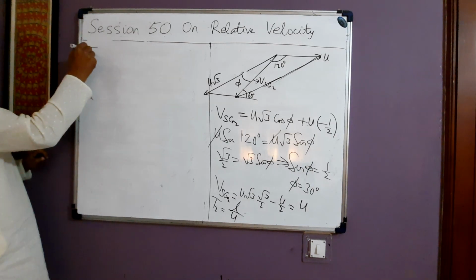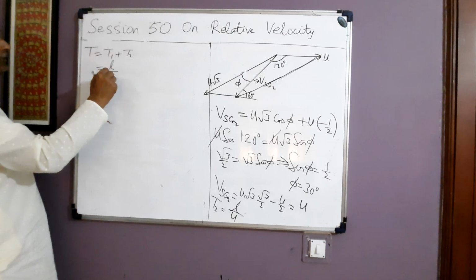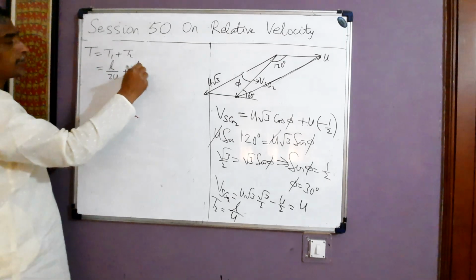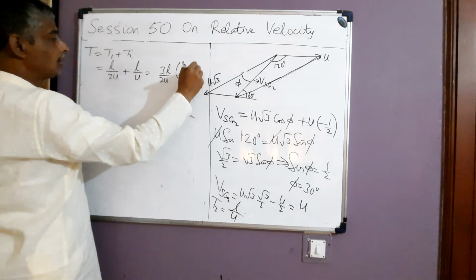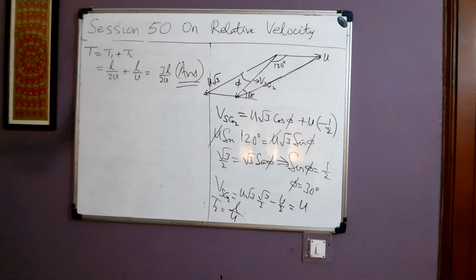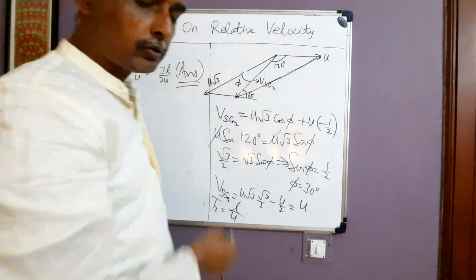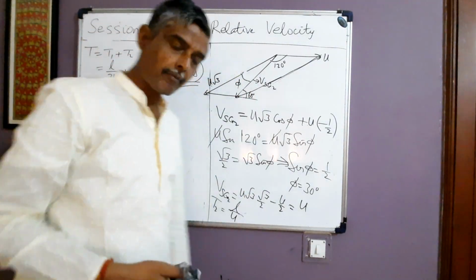So total time t is equal to t1 plus t2. t1 was found to be L by 2u and t2 is found to be L by u. So they add up to 3L by 2u, which is the required answer. Alright, fine. So one question on this has been solved. Now I take one more problem on this session.